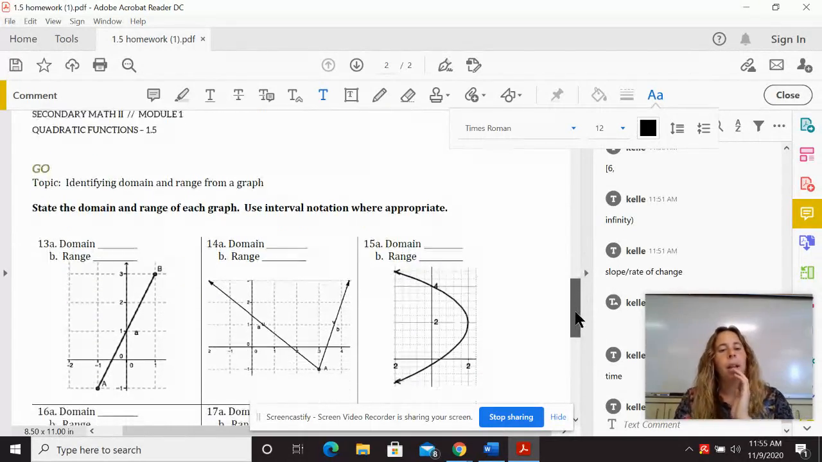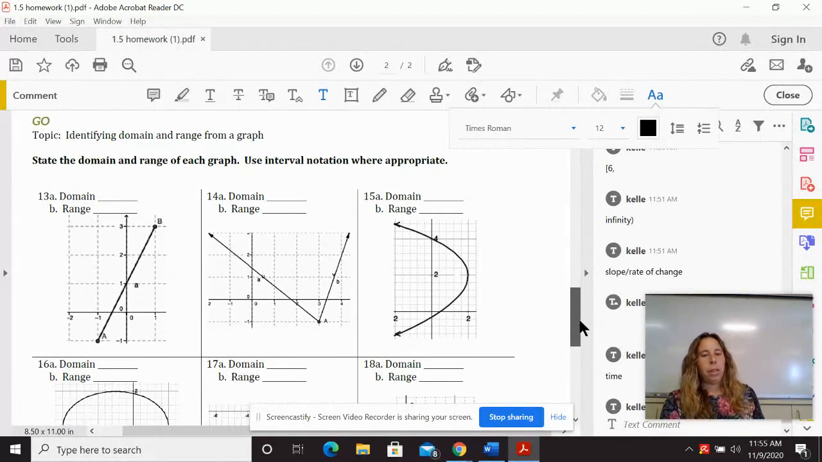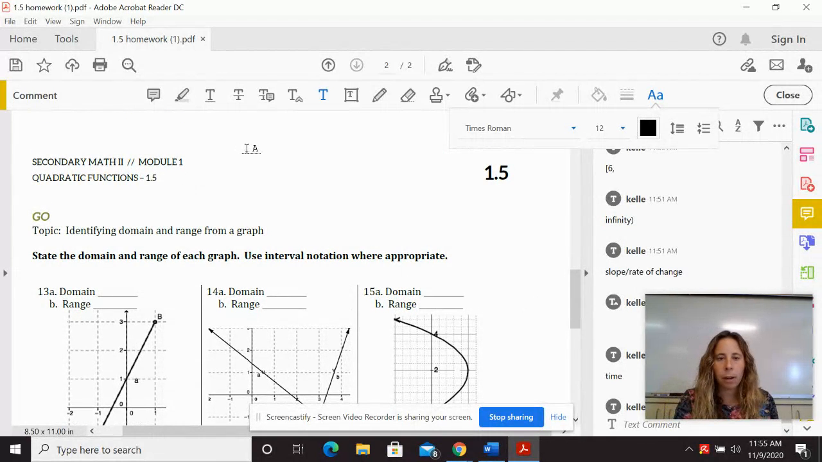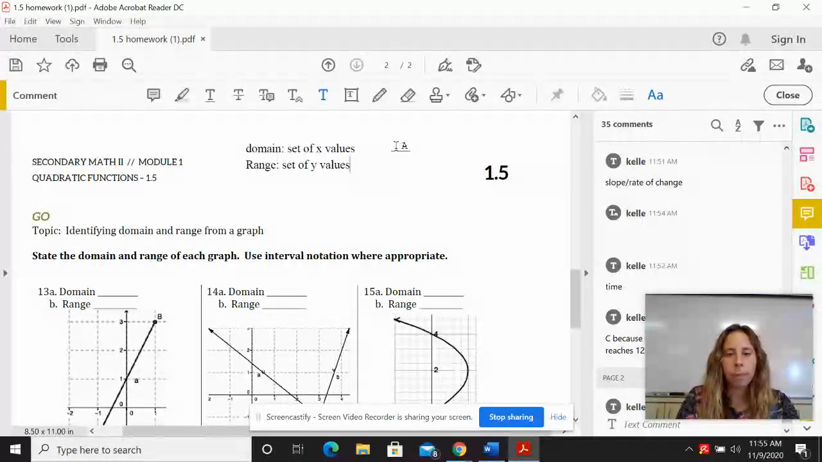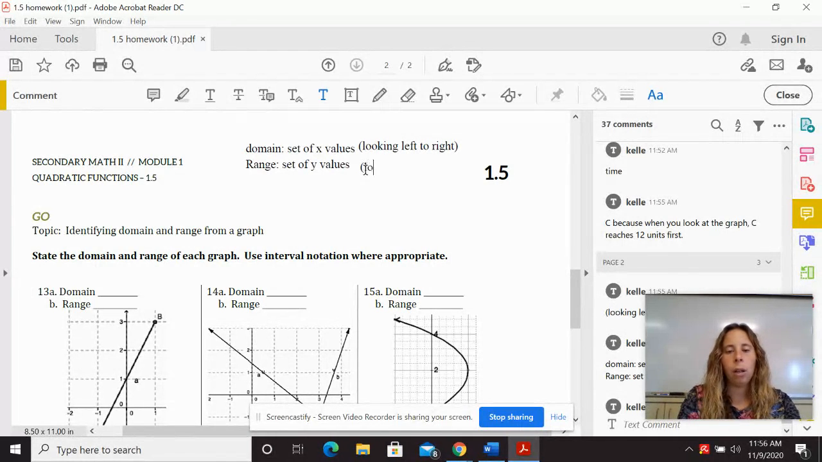Here we go. Domain and range. Oh, I had notes up here, I thought. All right, so domain. You can also watch, I posted like a 4-minute video that I stole off of YouTube. So this is your set of X values. Range is your set of Y values. So for domain, you're looking left to right, like you're reading a book. Range, you're looking low to high.